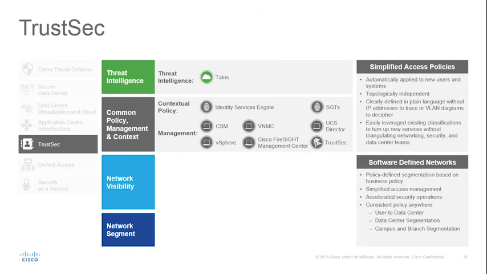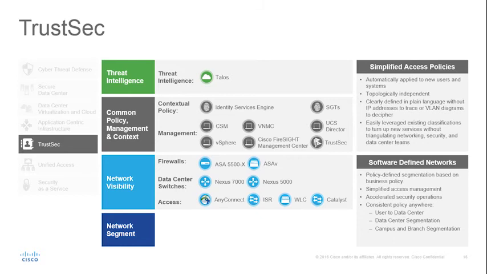Other management components of this solution may include CSM, VNMC, UCS Director, vSphere, and the Cisco FireSIGHT Management Center. Finally, the Cisco TrustSec solution provides access control that builds upon the existing infrastructure to ensure data confidentiality between network devices. Cisco TrustSec policies are enforced in wired and wireless networks and VPN devices from the network edge, right to applications in the data center.